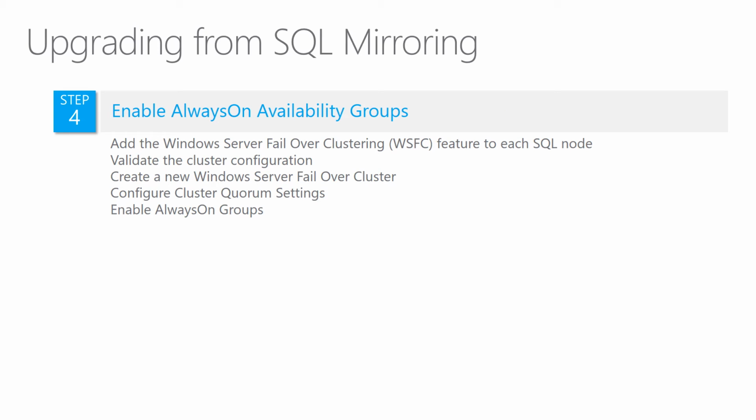Step 4. Enable AlwaysOn availability groups. Add the Windows Server Failover Cluster feature to each SQL node. Validate the cluster configuration. Create a new Windows Server Failover cluster. Configure cluster quorum settings. Enable AlwaysOn groups.